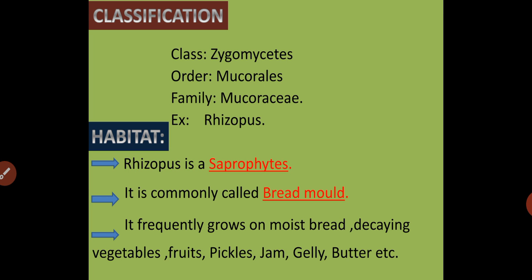Rhizopus classification is class Zygomycetes, order Mucorales, family Mucoraceae, example Rhizopus, and the occurrence of Rhizopus is usually saprophytic in nature, that is, it is present on dead and decaying organic matter. It is commonly called bread mold because the fungus usually grows on the bread surface, hence it is called bread mold. It also grows on decaying vegetables, fruits, pickles, jam, jelly and butter, etc.